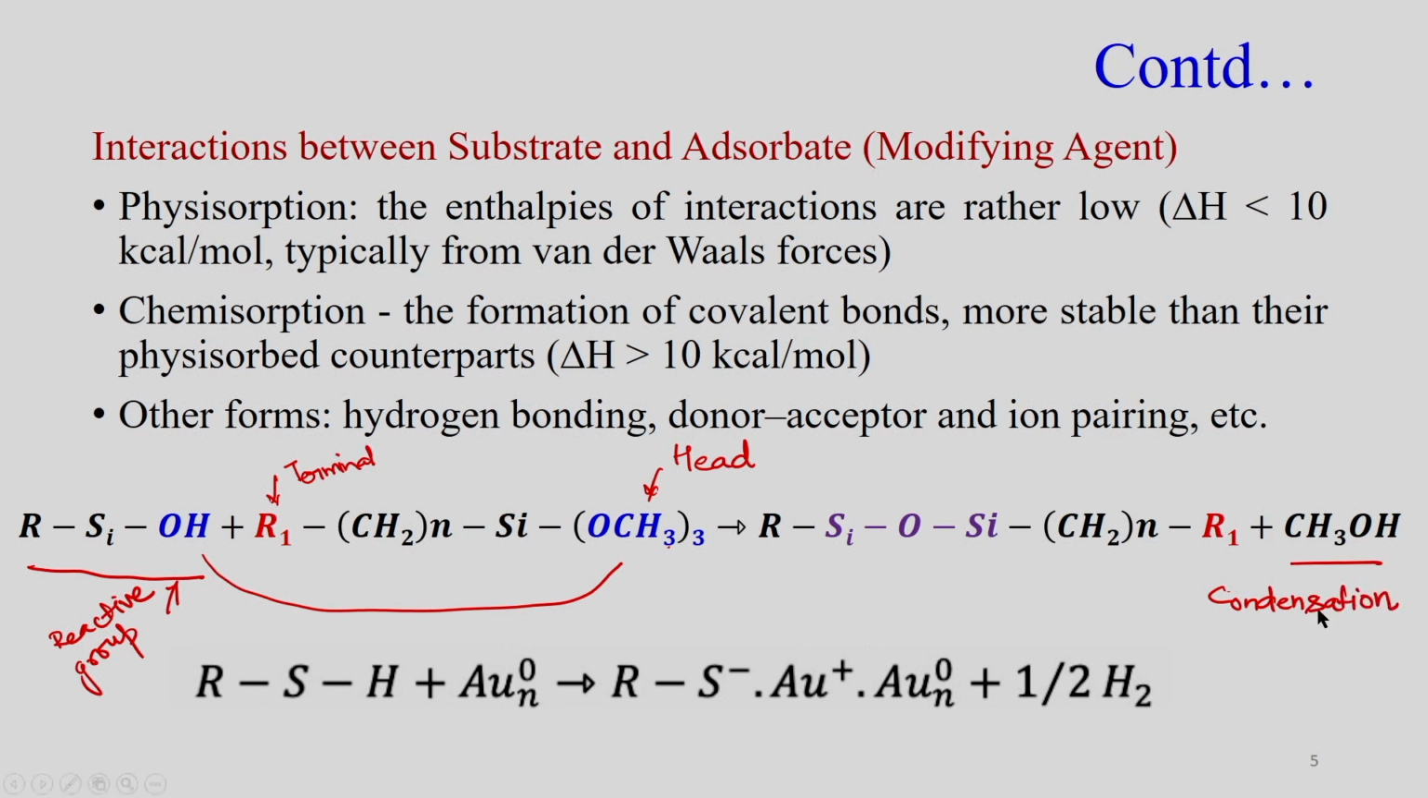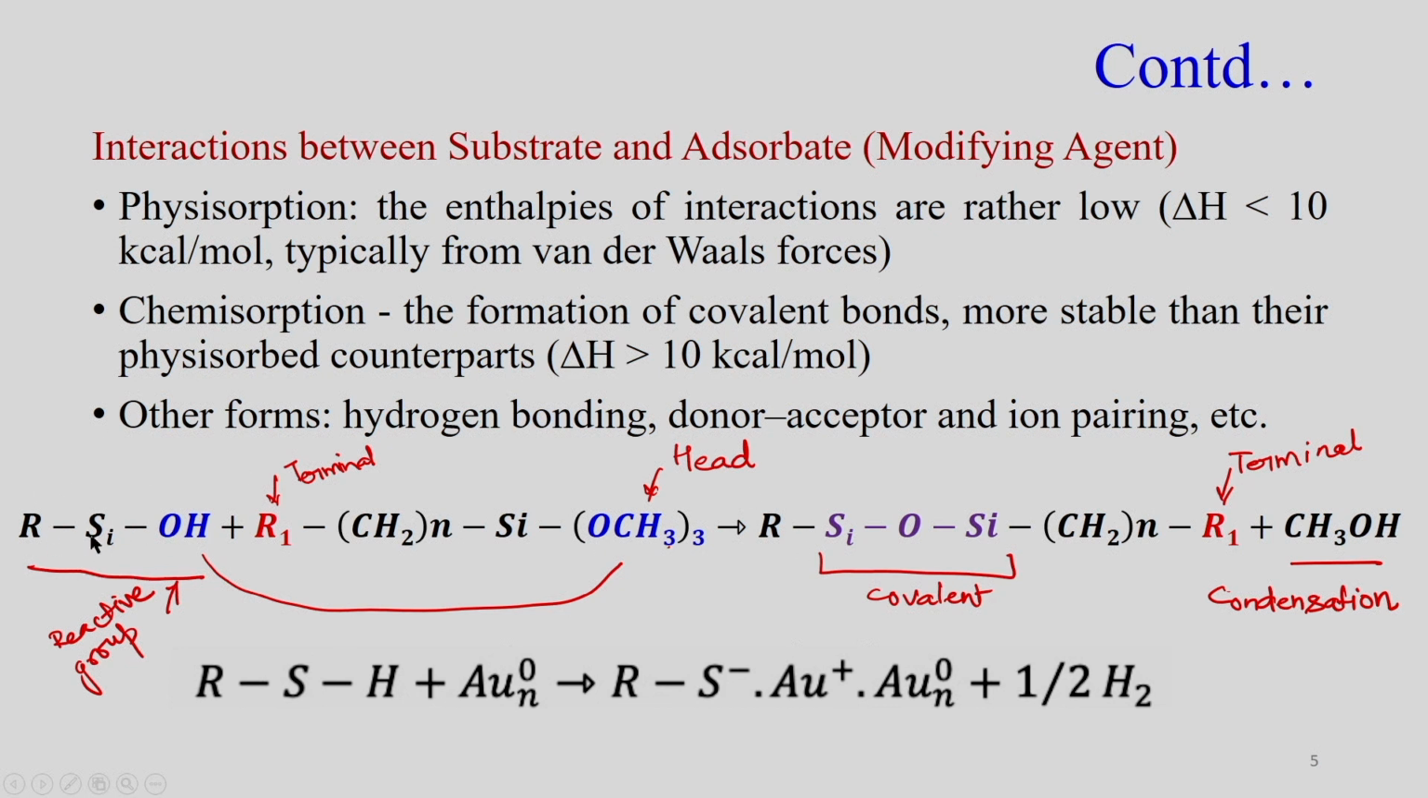So, it is like a condensation reaction, and this R1 is the terminal group, which is going to regulate the chemical functionality of the modified surface, and this is the formation of a covalent bond. So, this is one example.